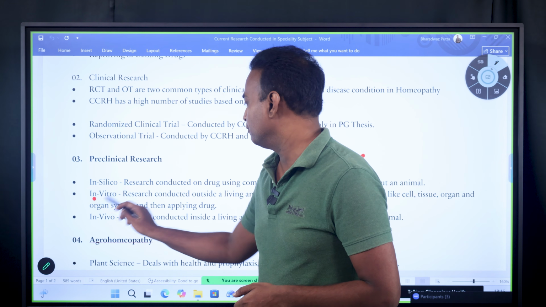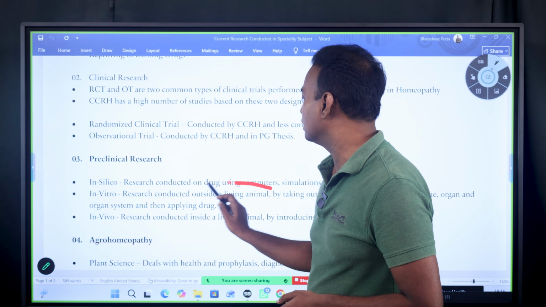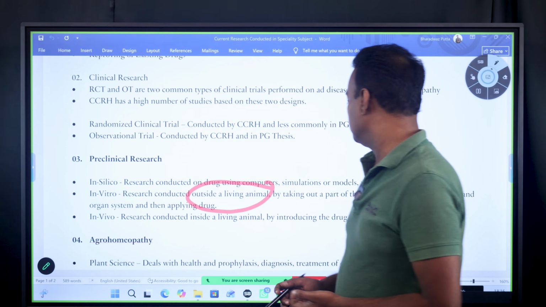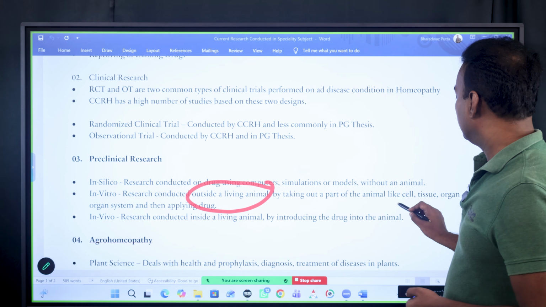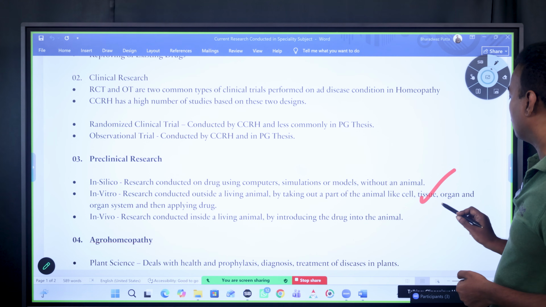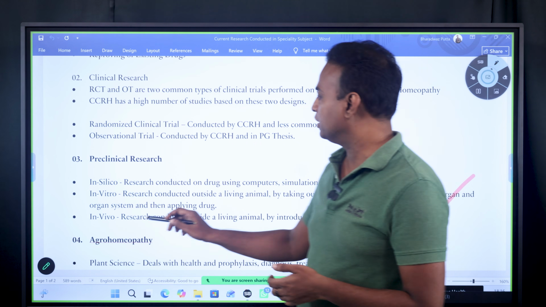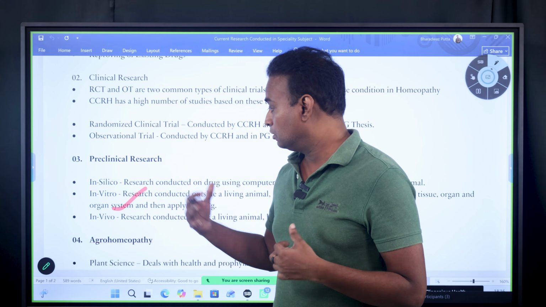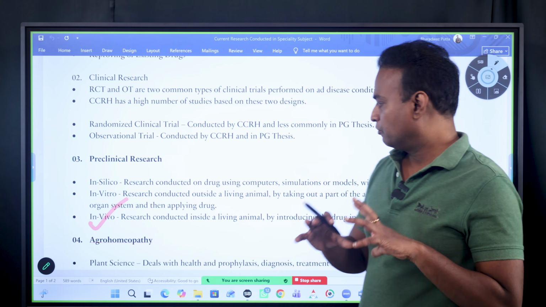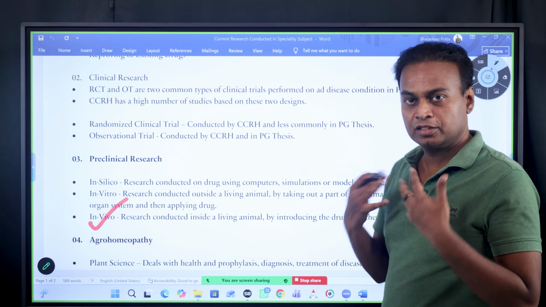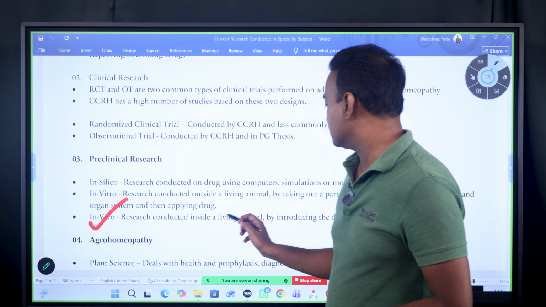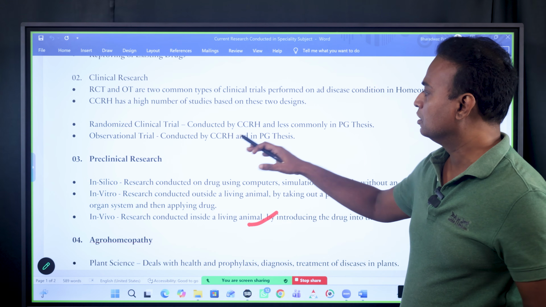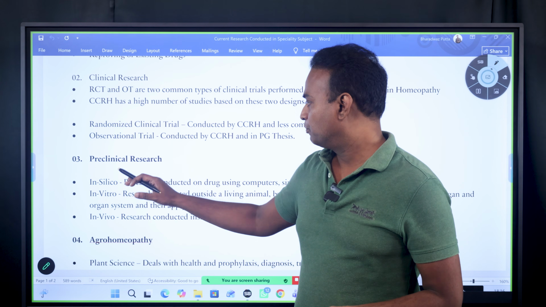Next one is in vitro, research conducted outside the living organism. When there is an animal, we do it outside the animal. What we do is we take a part of the animal, like a single cell, or some tissue, or an organ, or we completely take out an organ system and apply the drug to it. That is known as in vitro. Next one is in vivo. In vivo is we take the animal and introduce the drug into that animal. So research conducted inside the living animal by introducing the drug into the animal is in vivo studies. These are the three studies which we do preclinically.